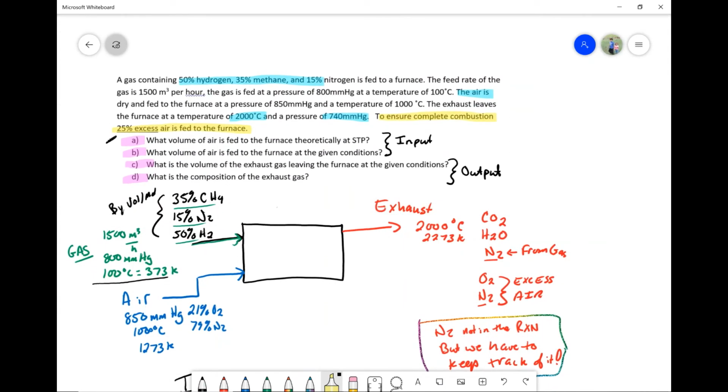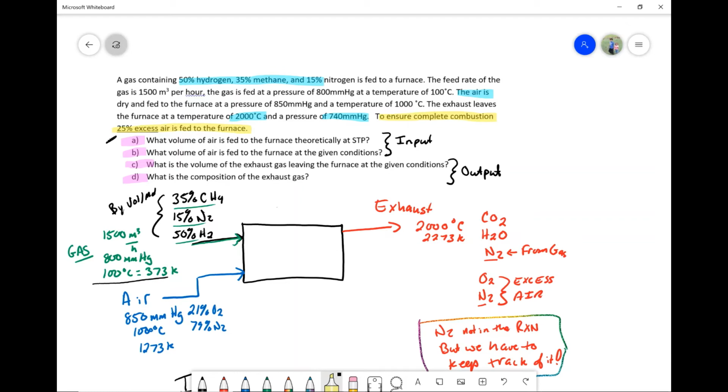Kind of the drawbacks, I guess, of dealing with a digital screen instead of working it out on a piece of paper. So, what is the volume of the exhaust gas leaving the furnace at the given conditions? Okay, so we have a lot of stuff coming out, and we have a lot of stuff to account for, so we better get to it.